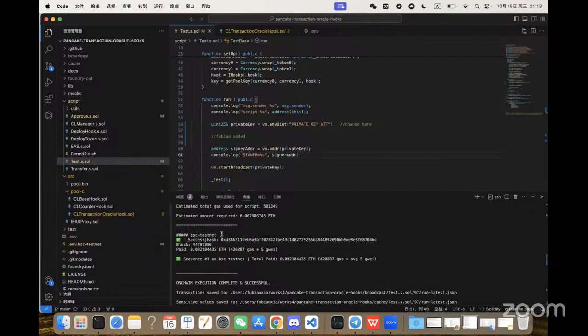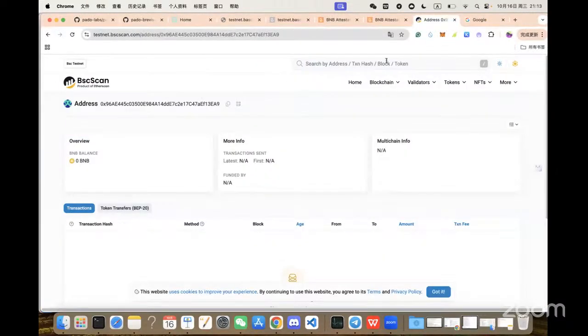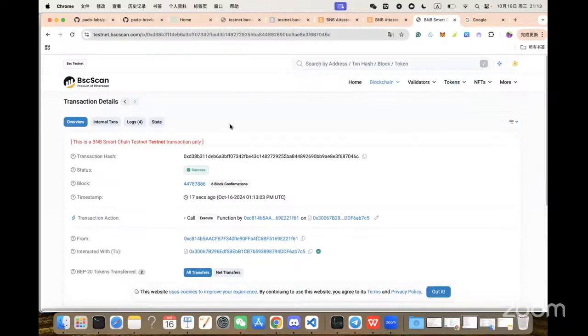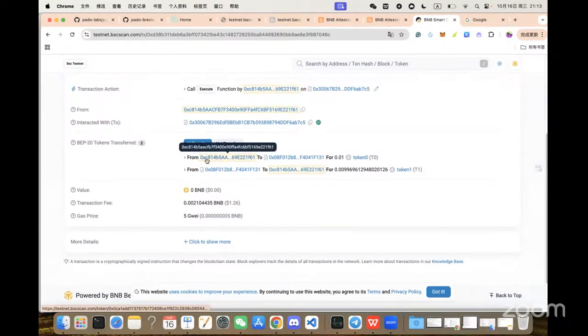Okay, yeah. So this is a transaction hash, and if you log it into the BNB testnet scan and query it here. So this is some transaction, doing some swapping here, from C8 to the swap contract, trading 0.01 amount of token 0 to token 1. So it made a successful swapping operation.